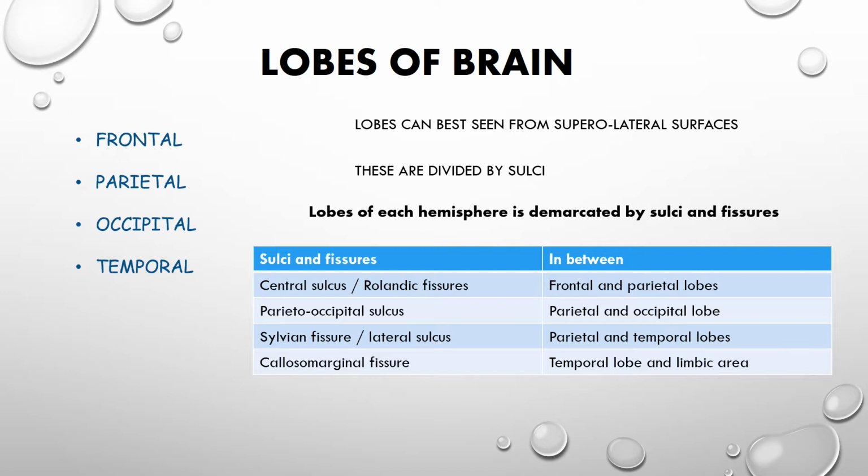The parieto-occipital sulcus is the main sulcus which divides the parietal and occipital lobes. The Sylvian fissure, or the lateral sulcus, divides the parietal and temporal lobes laterally, so it's called the lateral sulcus. The callosomarginal fissure divides the temporal lobe and the inner side of the limbic area.